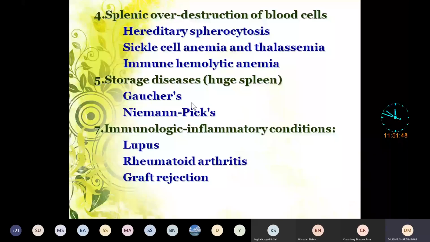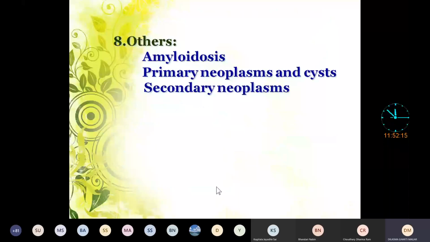And then the immunologic or inflammatory conditions. Sometimes in inflammatory or immunologic conditions, we can also see splenomegaly. Those are lupus, systemic lupus erythematosus, isn't it? And rheumatoid arthritis. And in case of graft rejection also, we will see splenomegaly. Now the other causes of splenomegaly: amyloidosis. Whenever amyloid protein is deposited in the spleen, that time also it causes splenomegaly.